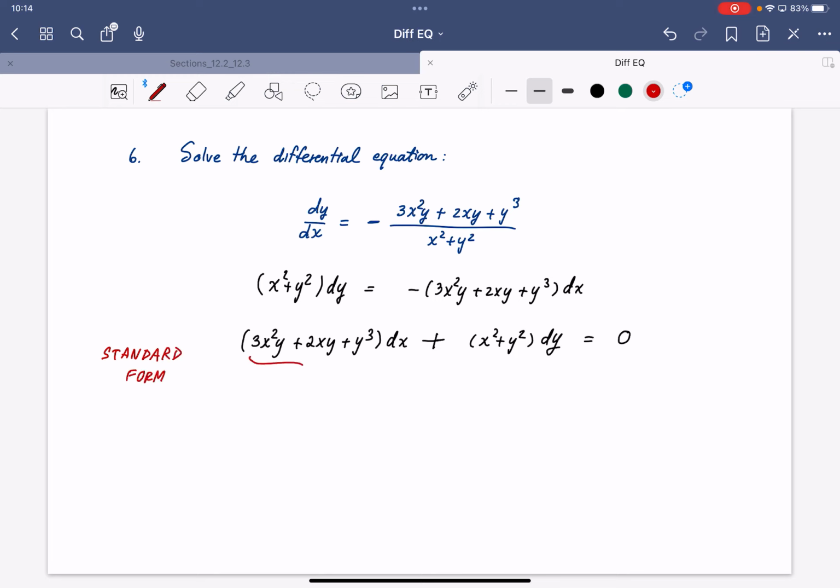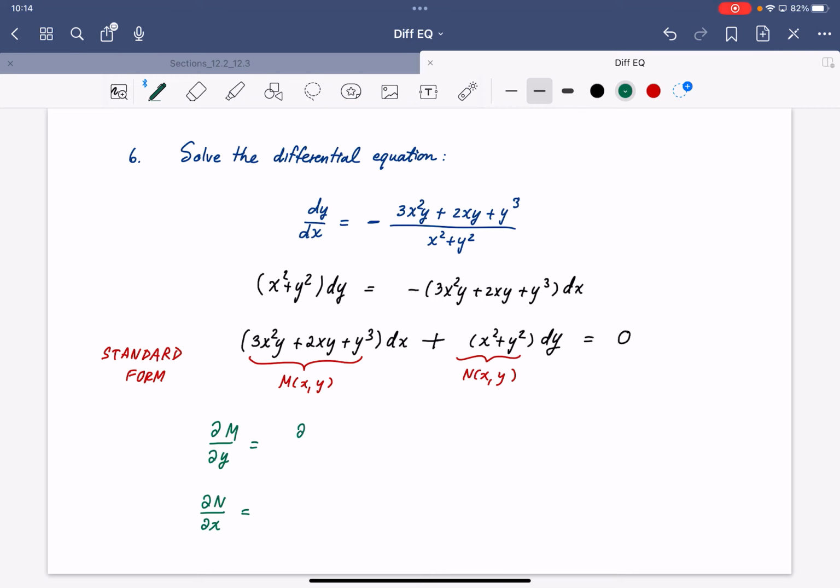This one is your M(x,y). This one is your N(x,y). Once you get the standard form, M(x,y) dx plus N(x,y) dy equal to 0, you start by differentiating M with respect to y. I'm gonna differentiate N with respect to x, and hopefully we get something equal. Then the differential equation is exact.